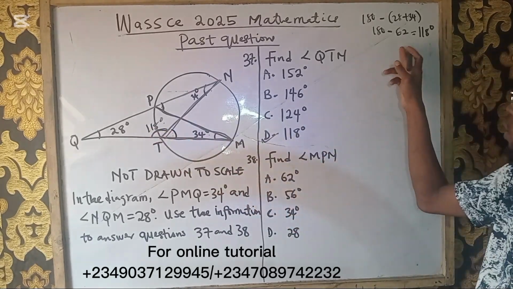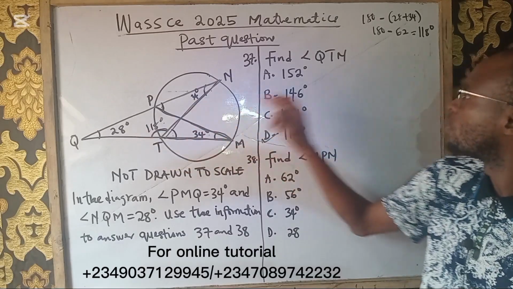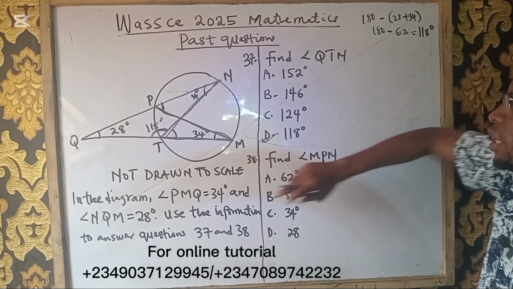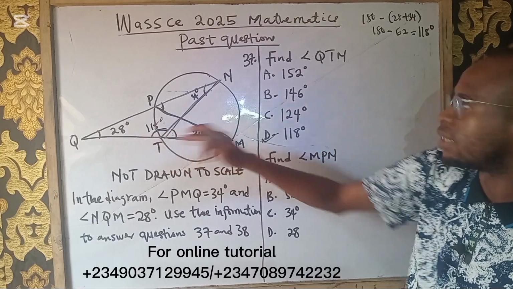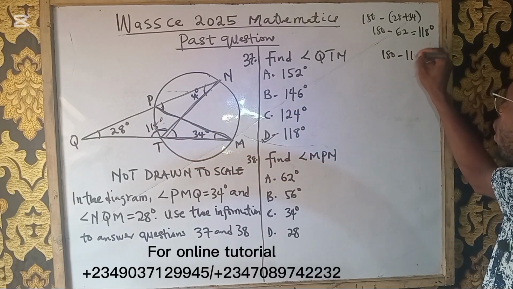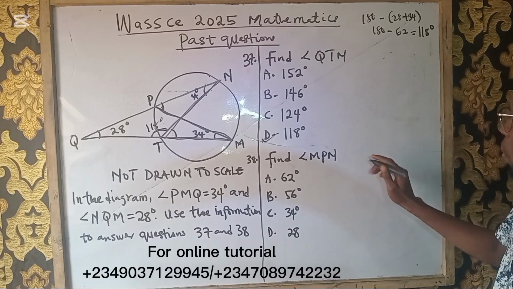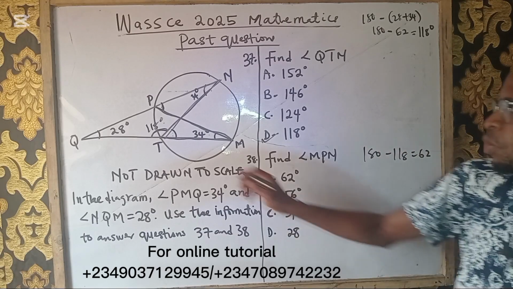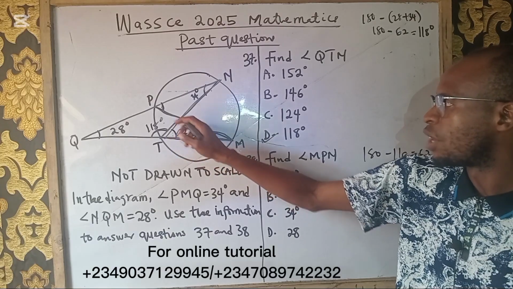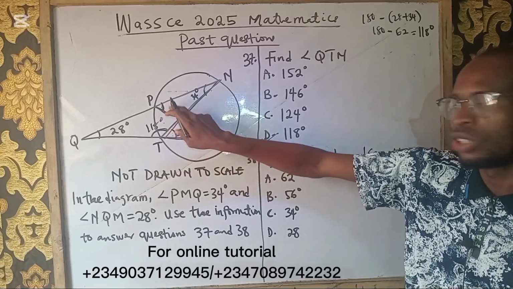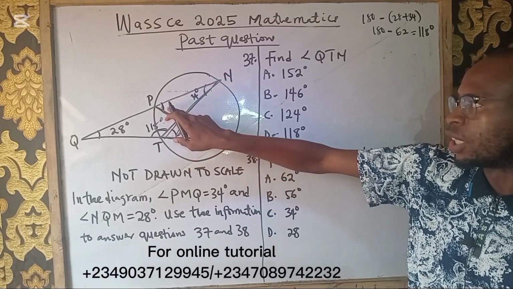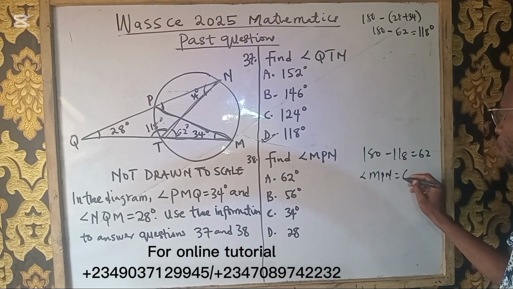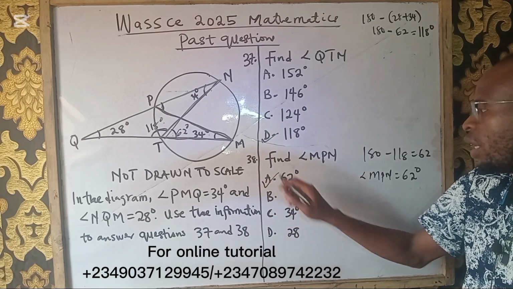Indirectly, we are trying to go back to this, since when we add these two together, we got 62. So 180 minus 118 will give us 62. I'm solving the second problem. So the angle over here is 62. That's angles drawn from the same segment are equal. So this is the angle we're actually looking for. If this is 62, this has to be 62. So angle MPN is equal to 62 degrees, which is option A.